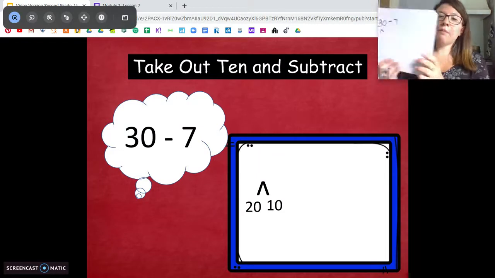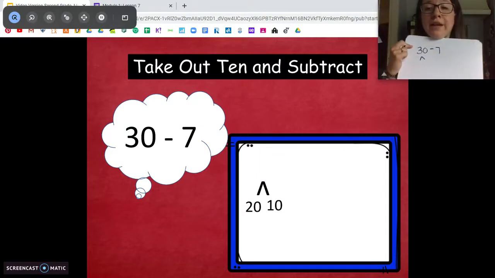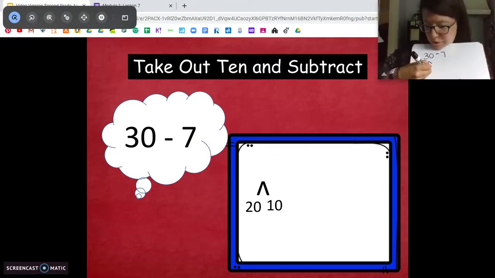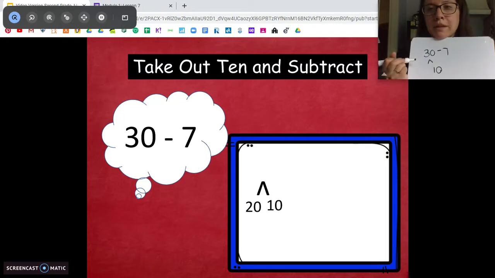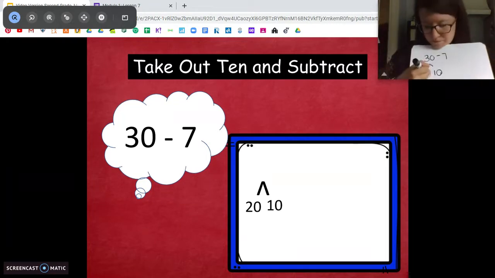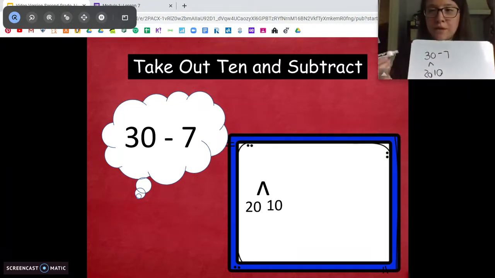Now, first step is to break apart the 30 and take out 10. So one of your parts is going to be 10. I'm going to write it on this side actually because it's a little bit easier. What's your other part going to be? The screen kind of tells you. It's going to be 20. So we made our number bond.